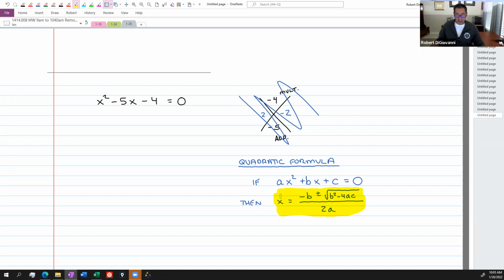All right, so I'm going to use that formula here. And if there are solutions, this formula will give me the solution. So I have to identify the numbers in front of x squared. So that right there, 1 is a. This right here is b, the -5. And the c for us is -4. So all I do is plug it into the formula. X equals -b.